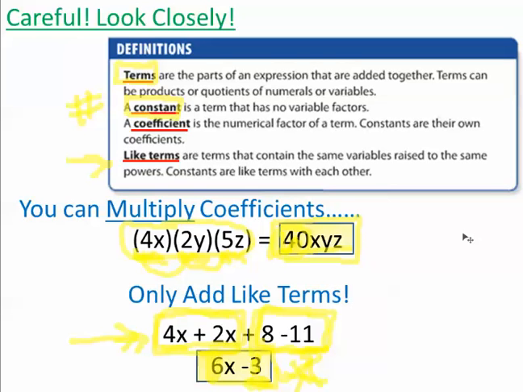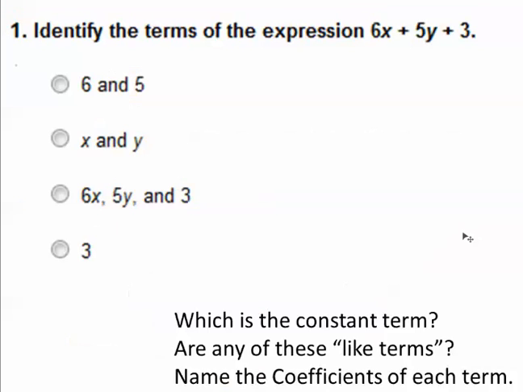Let's move forward knowing that we have to keep looking at these words: term, constant, coefficient, and like terms. Let's play around with them a little bit. Identify the terms in this expression. This expression has 3 terms: 6x, 5y, and 3. So we would answer this.